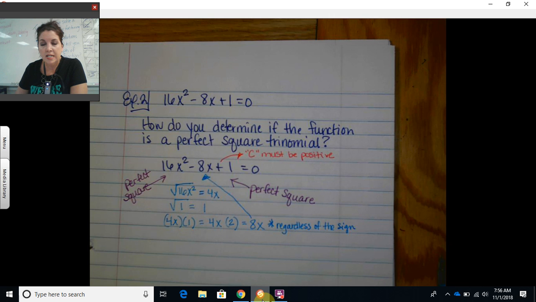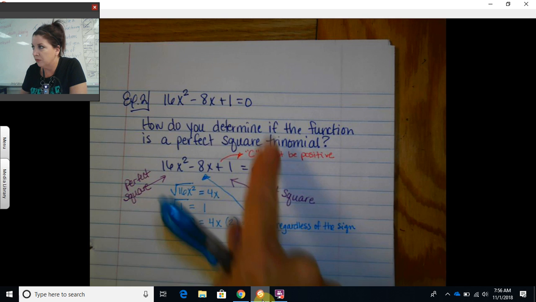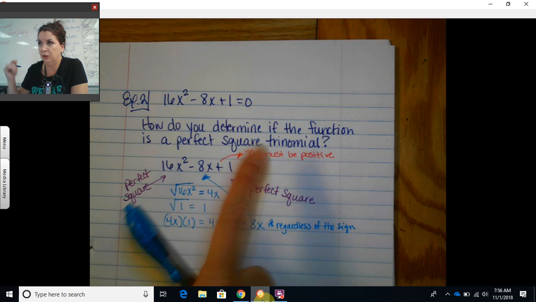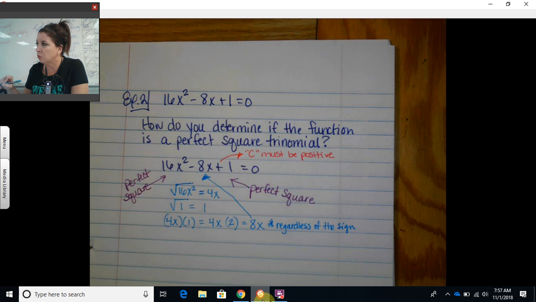So now, if you're wondering how this is saving you any time instead of just doing T-chart, divide, and slide? Well, when you're doing your problem, you don't have to write all this down, right? You can do all that probably in your head. You can say, okay, square root of, that's 4x times the square root of 1 is 1, doubled, 8x, boom, c is positive, it's a perfect square trinomial. You don't have to write all the other stuff down.